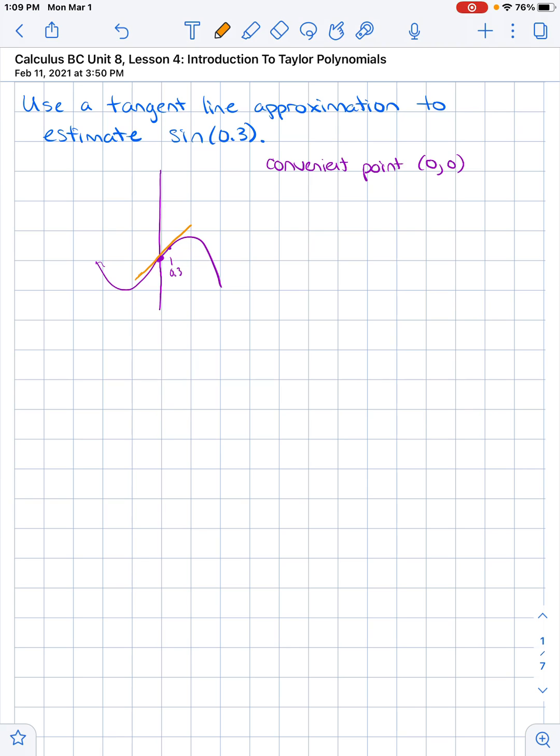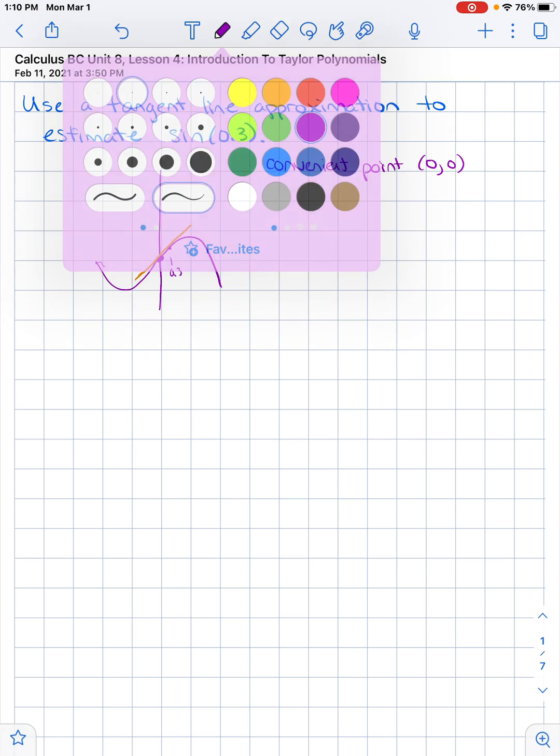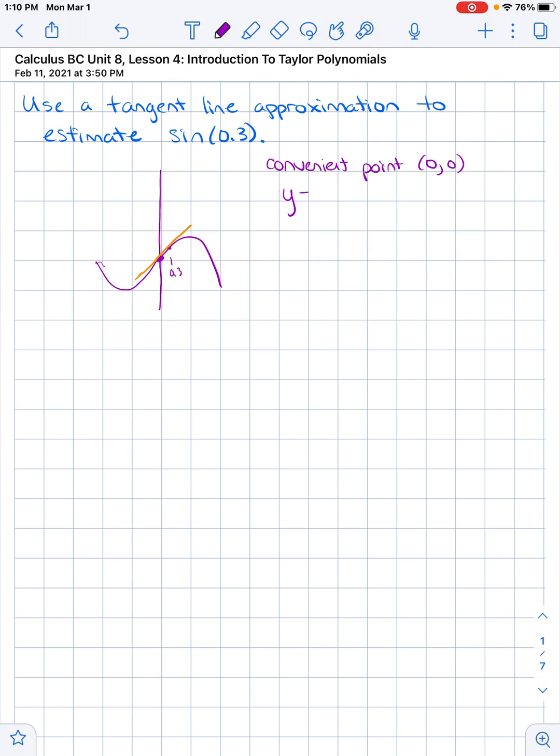All right, so in order to write the equation of the line, first of all, I do know some information. I know the y1 and x1, so this is y minus 0 equals the slope, and then x minus 0. So I need to find the slope of that tangent line. In order to find the slope of that tangent line, I will need to find the derivative of sine x. Derivative of sine is cosine.